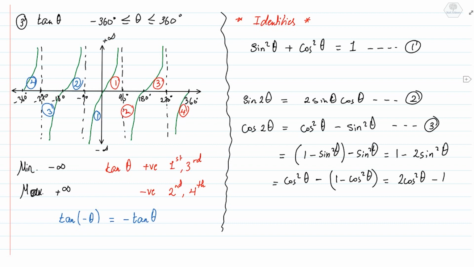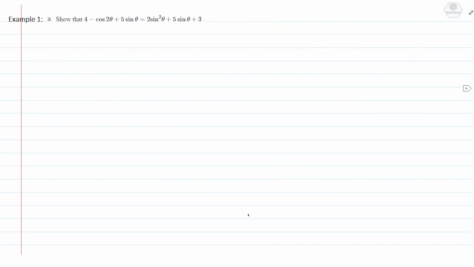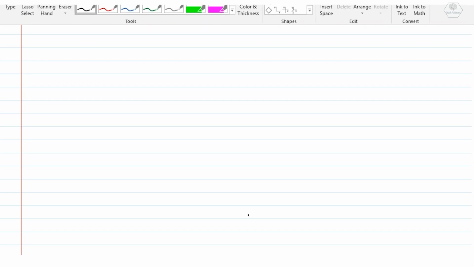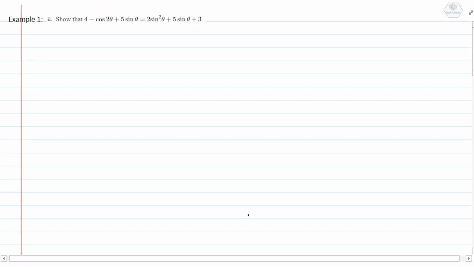Now we can go to solve a question from the question bank. Let's start with part A. Show that 4 minus cosine 2 theta plus 5 sine theta is equal to 2 sine squared theta plus 5 sine theta plus 3. So I can take the left-hand side of the equation and make it equal to the right-hand side. Let's take the left-hand side.